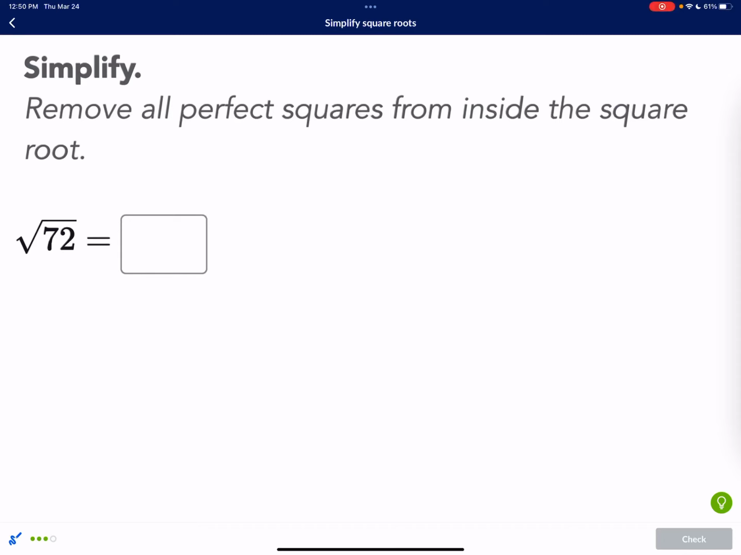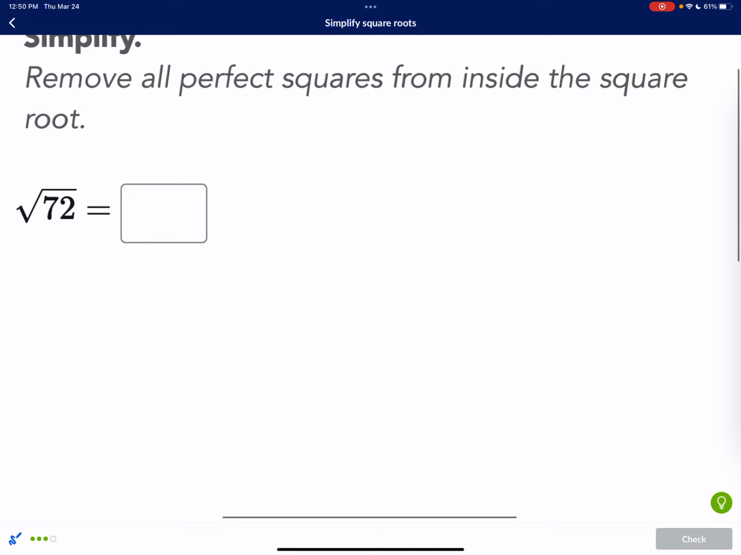All right, let's talk a bit about simplifying square roots. So if I want to simplify square roots, we need to understand what a square root actually is. So I'm going to show a separate example.